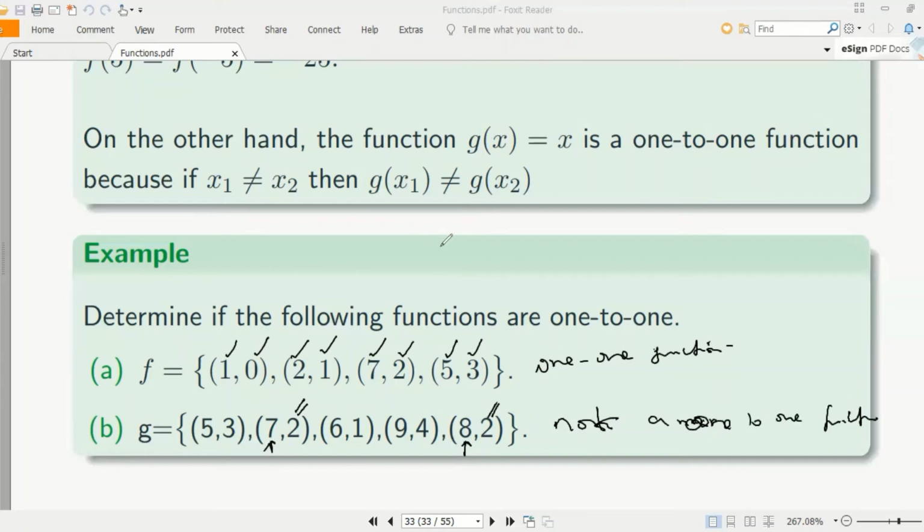Some books write it this way, others write it another way. So there's no problem. It depends on the book you are reading, and the information is the same. And I've also said that it's called an injective function.